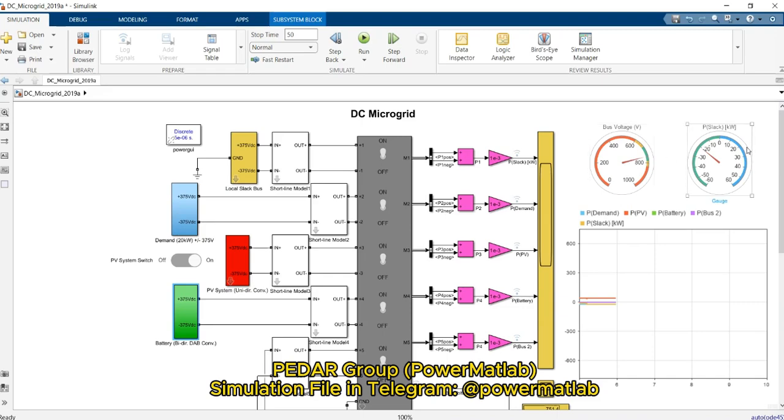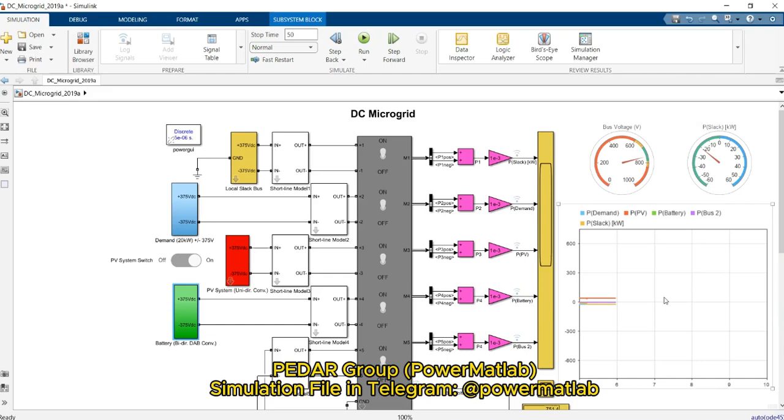Also, another gauge shows us the output power, absorbed or injected, by the slack bus, where the negative value is used when the slack bus absorbs power from the DC microgrid. Also, the positive side of this meter is used when the slack bus injects power from the AC side into the DC power microgrid.